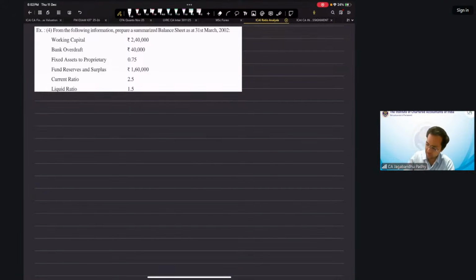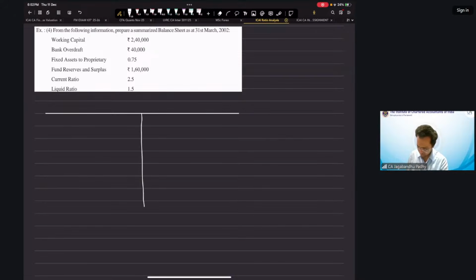Now, when we have questions which are talking about preparing a summarized balance sheet, what are we really supposed to do? How do we kickstart that question? The first step is to prepare the format of that summarized balance sheet, because it will help you understand what all things we need to calculate.